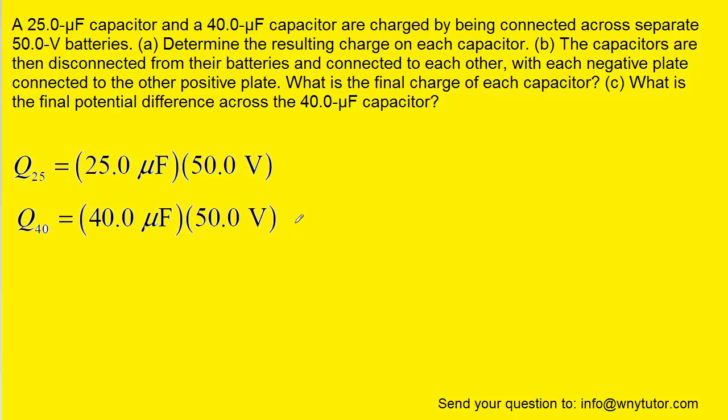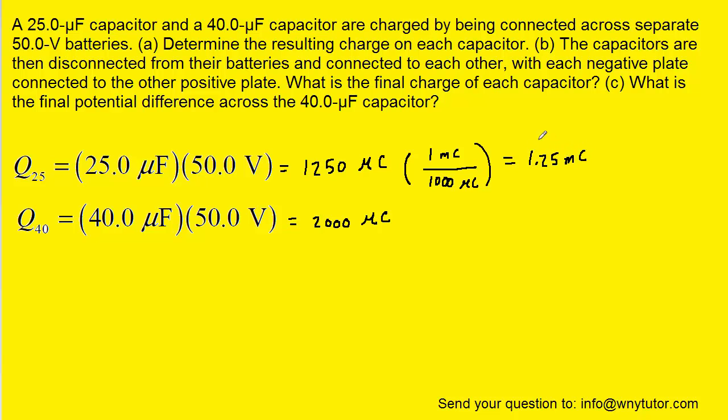So we've gone ahead and plugged in the known values, and when you compute that, you should get 1,250 microcoulombs for the first capacitor and 2,000 microcoulombs for the second capacitor. If you were asked to compute that in terms of millicoulombs, we just have to recall that 1 millicoulomb is 1,000 microcoulombs. So if you perform that conversion, then you would get approximately 1.25 millicoulombs. And then for the other capacitor, if we set up the same conversion, you would get approximately 2.0 millicoulombs. So those would be the correct answers to part A.